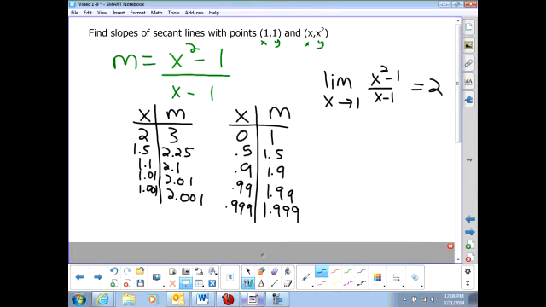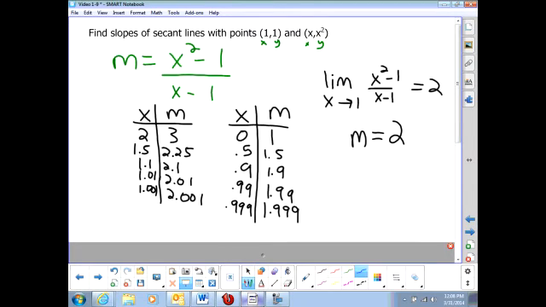Now this is a notation we're going to use a lot in our upcoming unit. Limit as x approaches 1 means as your x values get really close to 1 from either side. So that's why we looked from both sides. We want to see what our function value approaches. Well, we set our function up to be the slope. We purposely did that. And we found in our table that it ended up being 2. So we know that our slope of our tangent line must equal 2 when we get closer and closer to it.